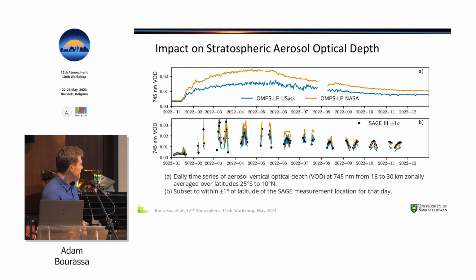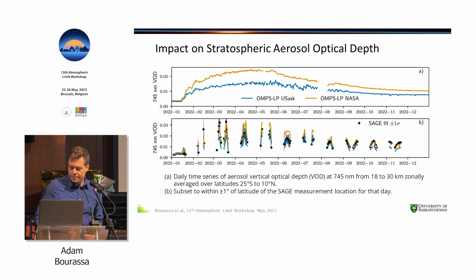Then if you subset that to within plus or minus 1 degree of the latitude of a SAGE measurement for that day, you get the bottom plot here. And of course, SAGE is kind of sampling in and out of this latitude band. And the SAGE measurements here are shown in black with gray lines connecting the dots. And it's a bit of a mess. It's really quite hard to make out what's going on there and convince yourself that one is doing any better than another one.